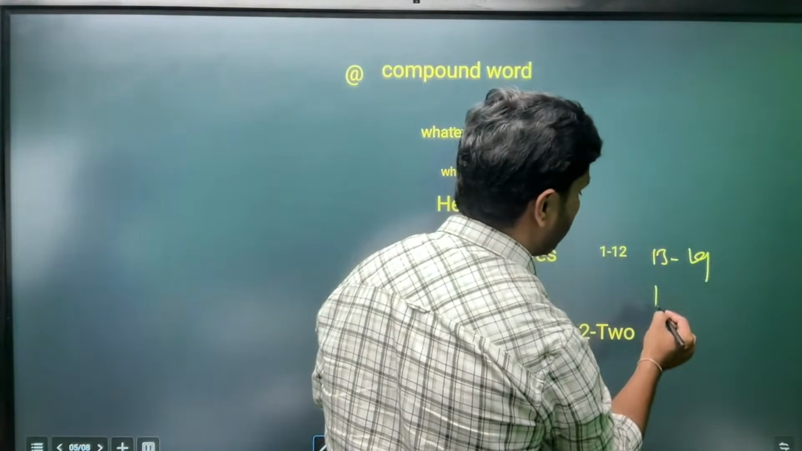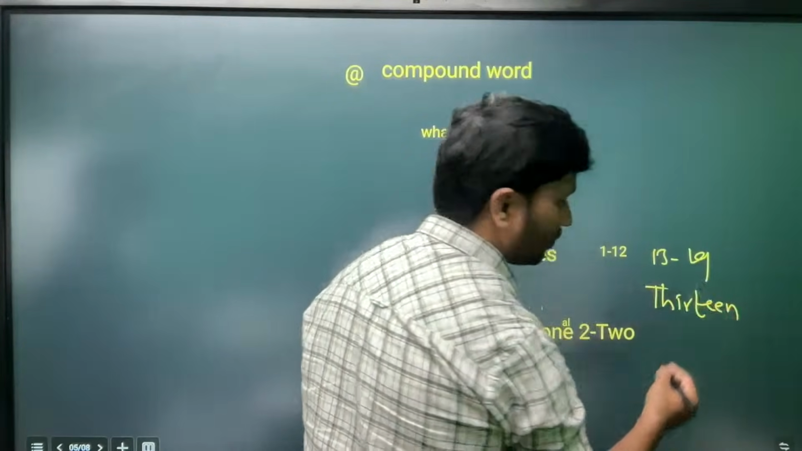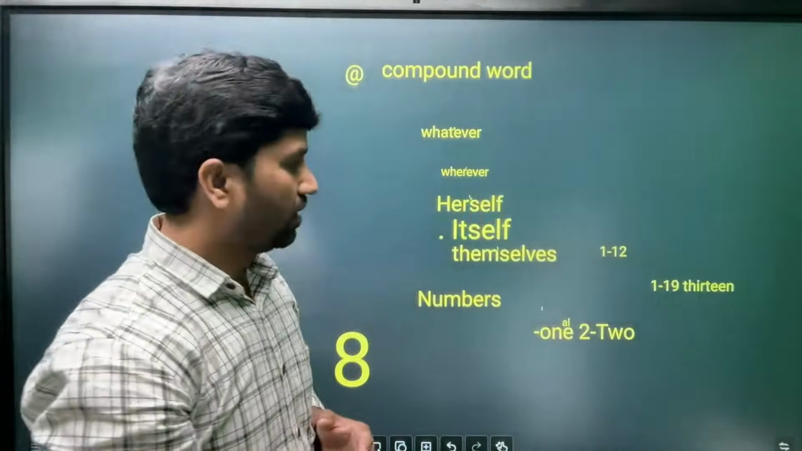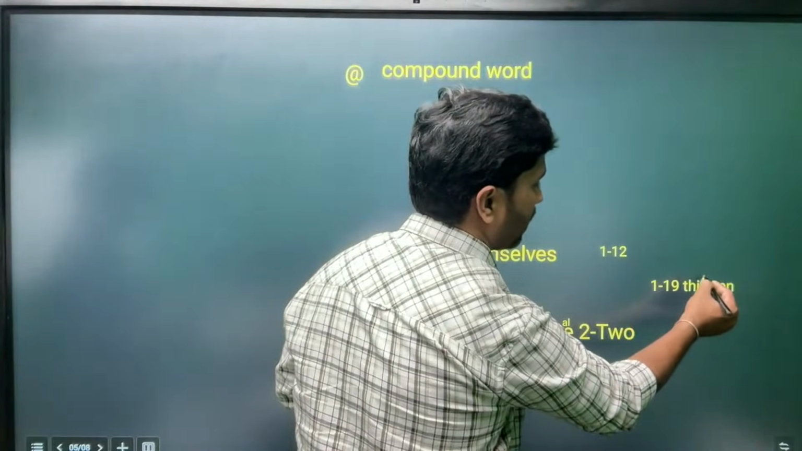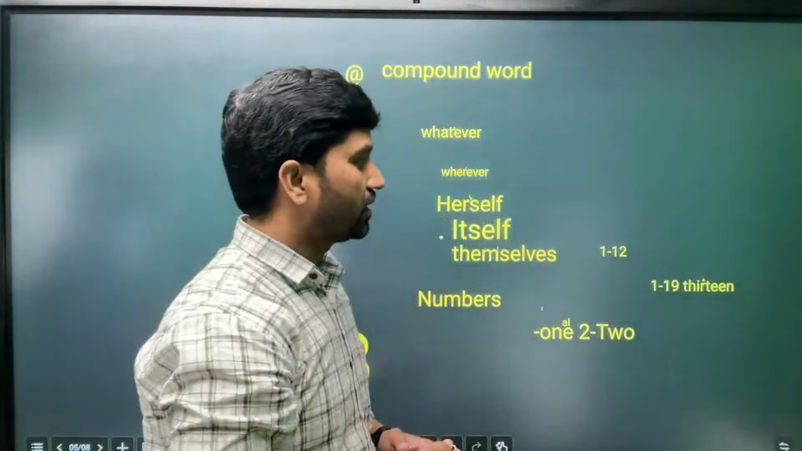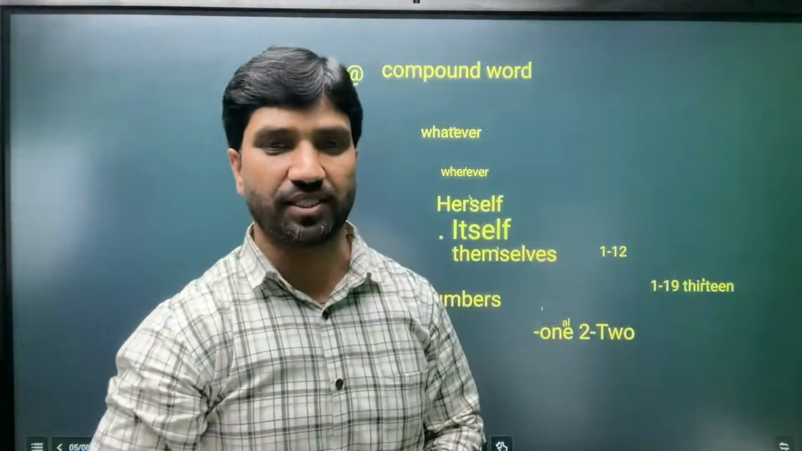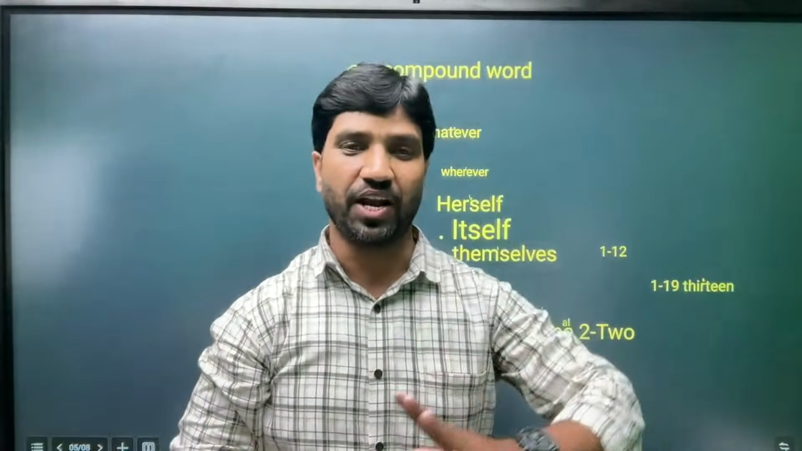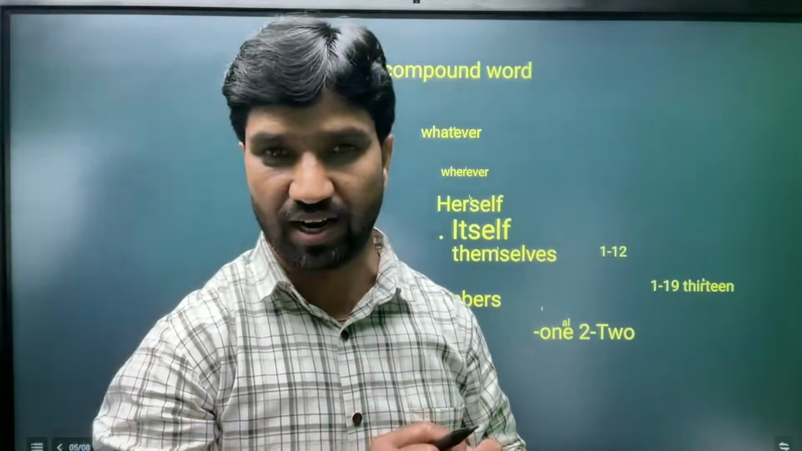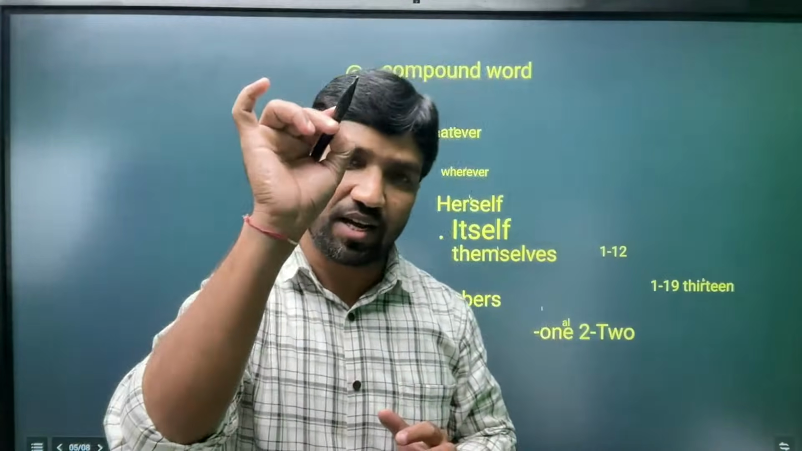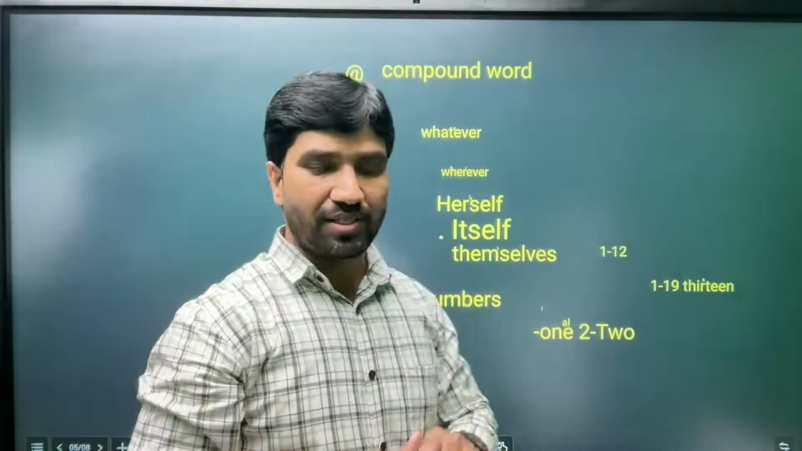From 13 to 19. For example, here, 13. Say 13. The stress mark falls on teen. 13 to 19. On teen we place the stress mark from 13 to 19. 13, 14, 15, 16, 17, 18, 19. The stress mark falls on teen. This is very, very important.